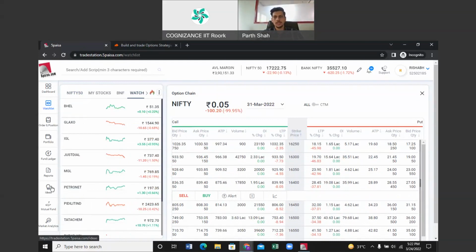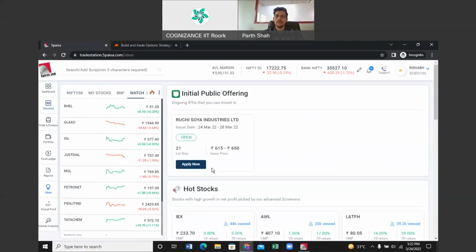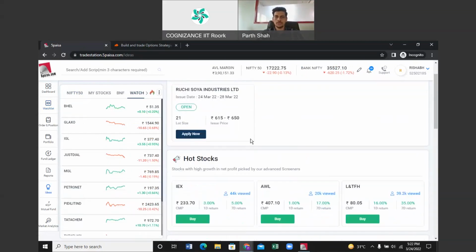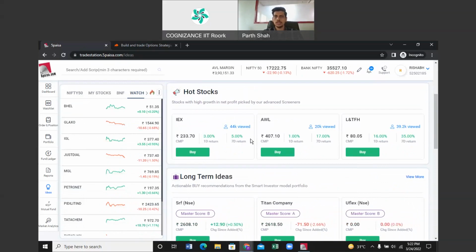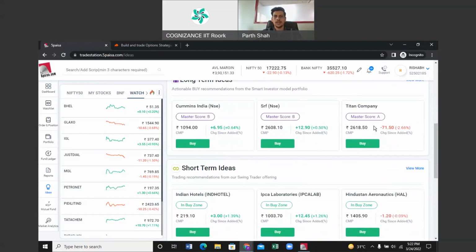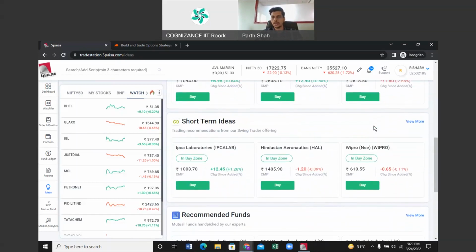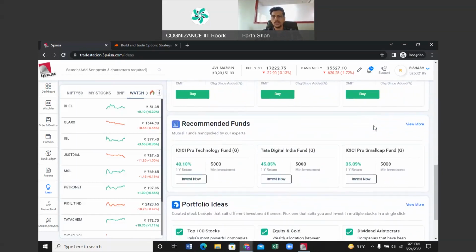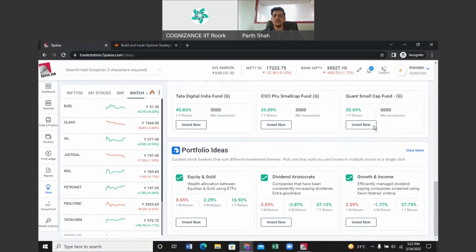Then we have ideas page where we tell you about what IPOs are going on, what are the hot stocks which people are viewing or purchasing or trading. This is based on our data analytics. Then there are the long-term ideas, short-term ideas which you should invest into. These are the recommended mutual funds which you should invest into. And then, as I said, the model portfolio ideas, which are derived from these small cases, can be seen here, and you can invest in one click. So that's all about our web trading platform.